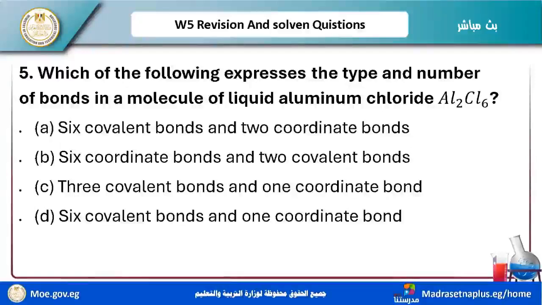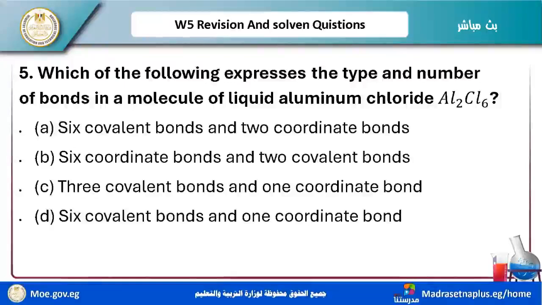Number 5: which of the following expresses the types and number of bonds in the molecules of liquid aluminum chloride, Al2Cl6? Now, 6 covalent bonds and 2 coordinate bonds, or 6 coordinate bonds and 2 covalent bonds, or 3 covalent bonds and 1 coordinate bond, or 6 covalent bonds and 1 coordinate bond.